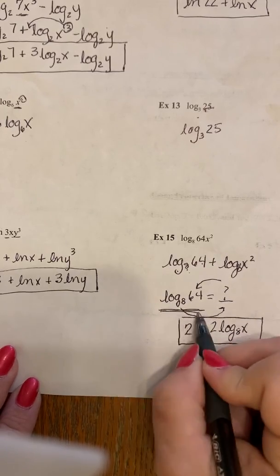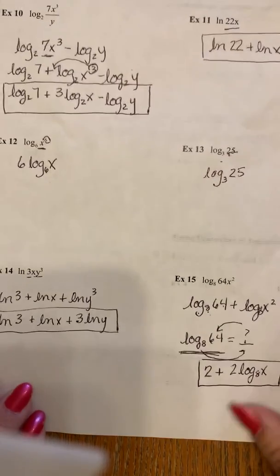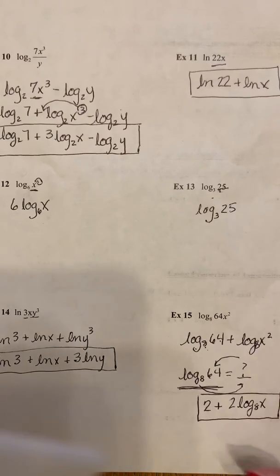This is the tricky part here, is remembering that, and I know it's been a while for you guys, so that probably is a little bit harder for you to see. But 8 raised to what power would give you 64? Well, 8 squared. And notice, once I did that, the log just went away because I undid the log. Okay. Hopefully that will clear that up for you.